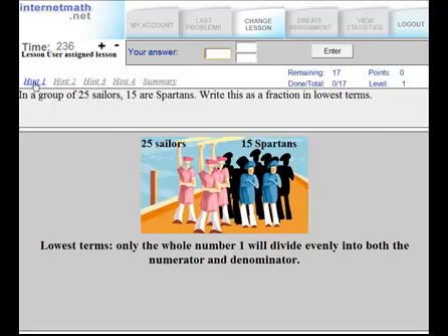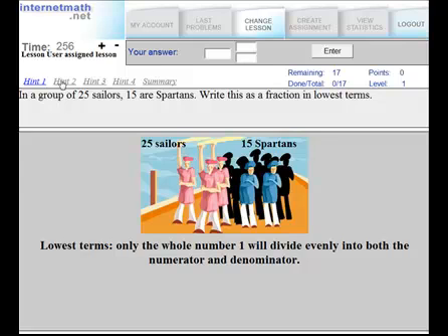Well, if we don't know what to do, we look at hint 1, and hint 1 always shows an overall picture, so we can see that some are separate. The Spartans are different than the sailors, and we also learn what lowest terms means, which technically means that only the whole number 1 will divide evenly into both the numerator and denominator.